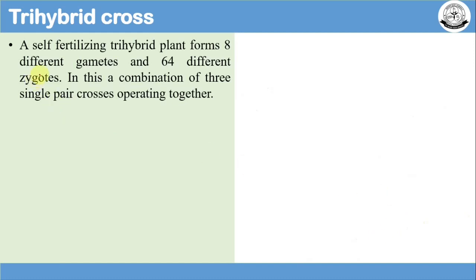right? So self fertilization நடந்துச்சுன்னா trihybrid form, it forms 8 different gametes and 64 different combination. In this, a combination of 3 single pair crosses operating together, right? So நீங்க check பண்ணி பார்க்கலாம். Let's make a small example. trihybrid cross வந்துச்சுன்னா எத்தனை gamete form ஆகும் பார்ப்போமா. ஸோ என்னெல்லாம் இருக்கலாம்னா, ஒன்று இந்த காம்பினேஷன், அடுத்தது இந்த காம்பினேஷன் ஸ்மால் c, ரைட்டா.